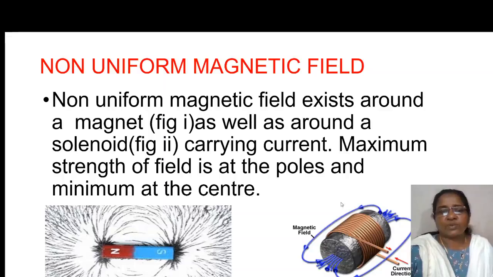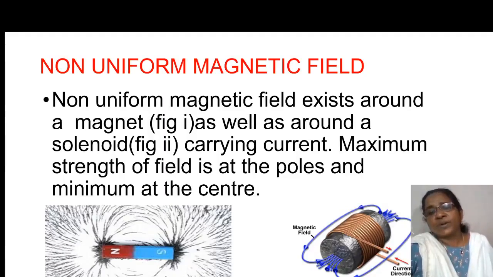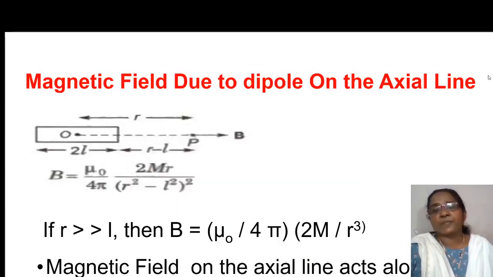But in this diagram you can see non-uniform magnetic field associated with the bar magnet and a current carrying solenoid, where the strength of the field is different at different points. You can see that the strength is more at the poles and it is very feeble at the middle part or equatorial part. So the point where the strength of the magnet is maximum is known as the pole of the magnet.